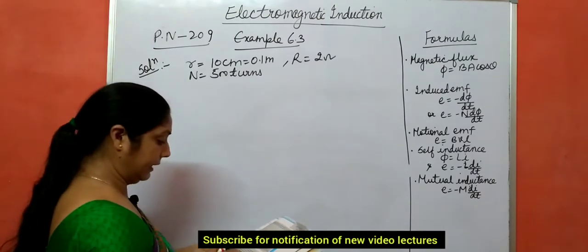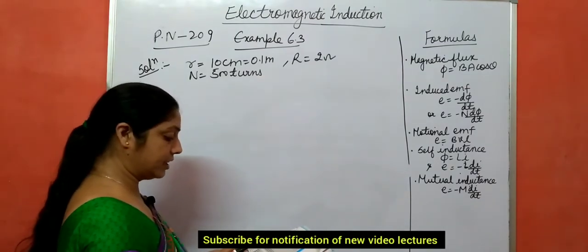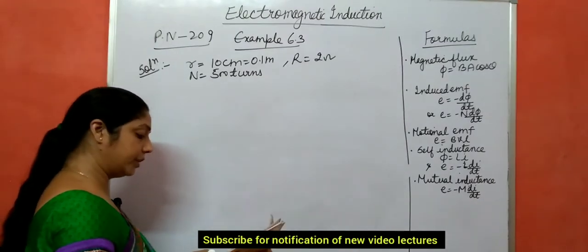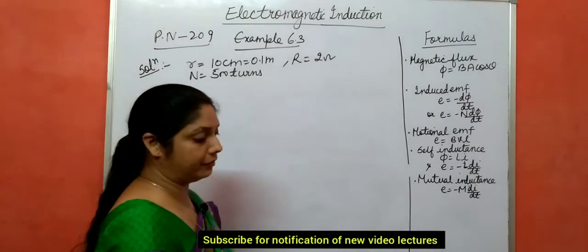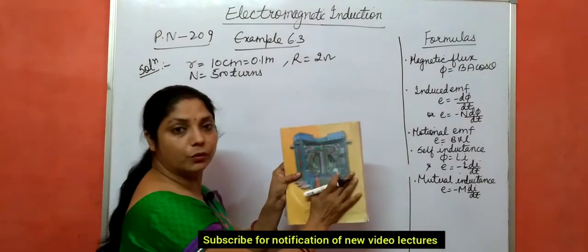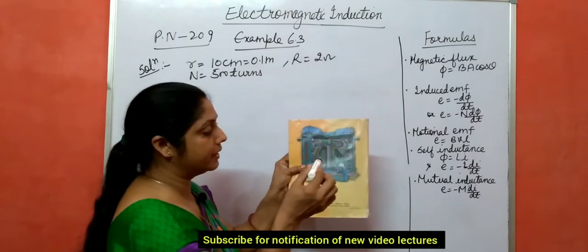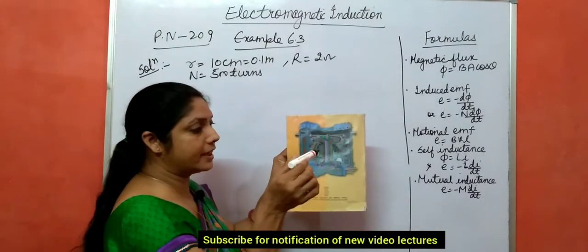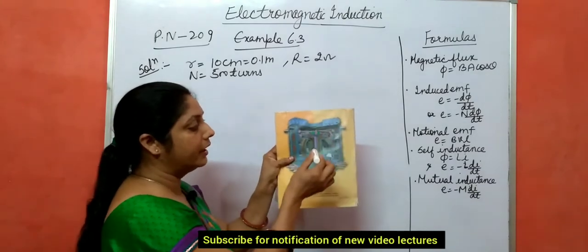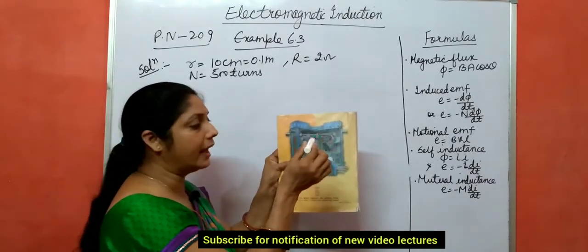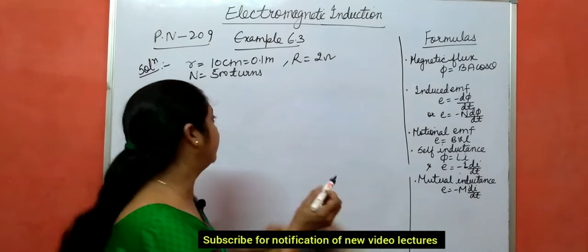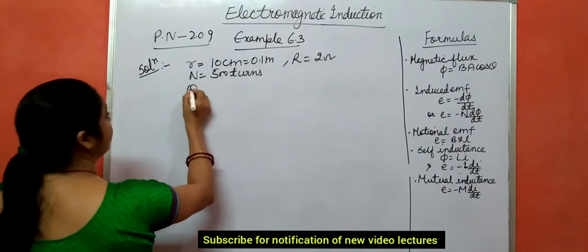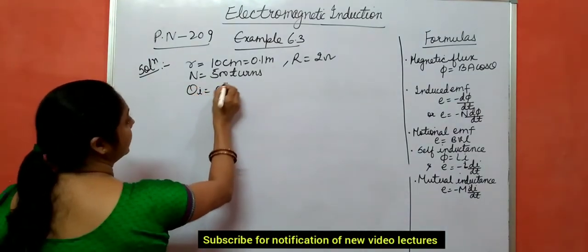Then it is placed with its plane perpendicular to the horizontal component of Earth's magnetic field. This is the plane of the coil, and this is the direction of the magnetic field, perpendicular to the plane. It means the area vector and magnetic field are in the same direction. So initially theta is 0 degrees.